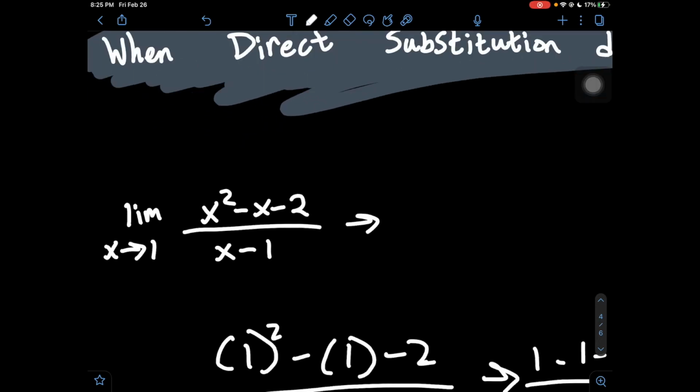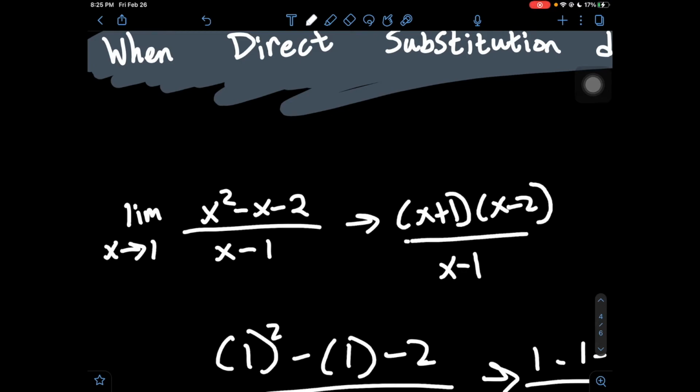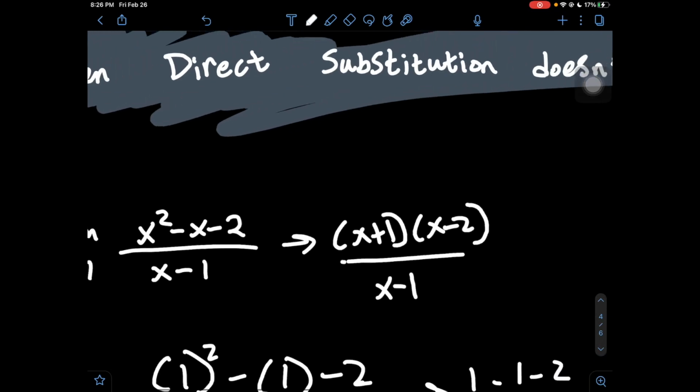So x squared minus x minus 2, which is our numerator, we're going to factor that. It factors out to x plus 1 and x minus 2 over x minus 1. If this denominator was x plus 1, we could have eliminated the x plus 1 in the numerator and denominator, effectively making that x plus 1 in the numerator a 1. But we'll see that in a future problem, but we don't have that here. So we're going to keep going.